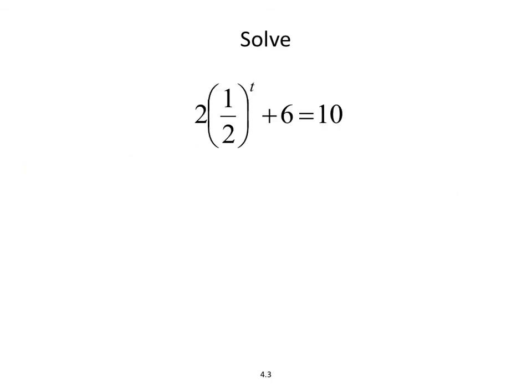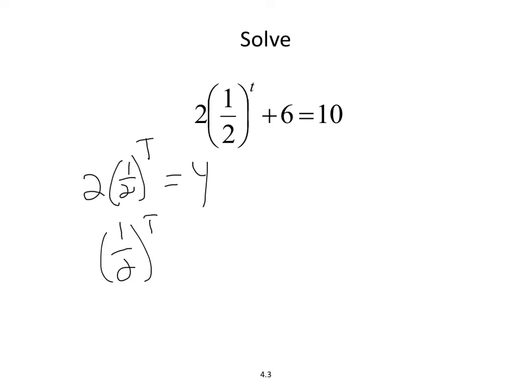So the same kind of deal with this one, except we're going to subtract 6. So I'm going to get 2 times 1/2 to the t equals 4. Then I'm going to divide by 2. So 1/2 to the t equals 2. And then what we can do is, we really don't need a calculator for this.